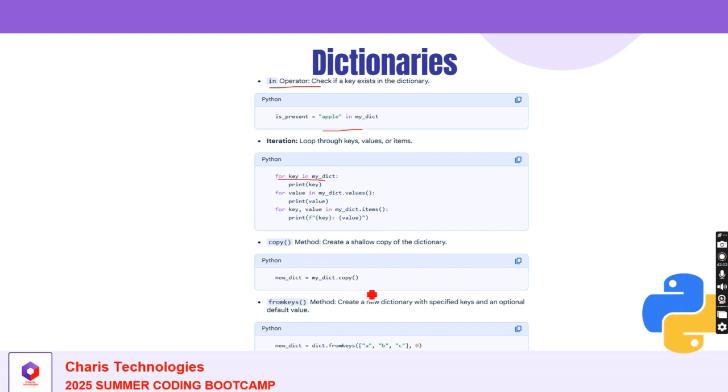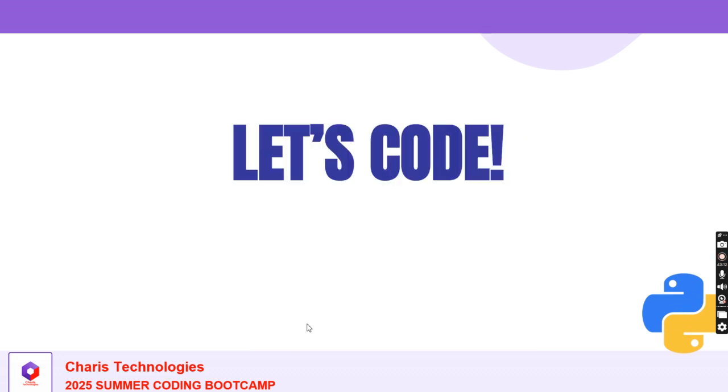So copy also, you can use that to copy. And we have this fromkeys method to create a new dictionary with specified keys and an optional default value.